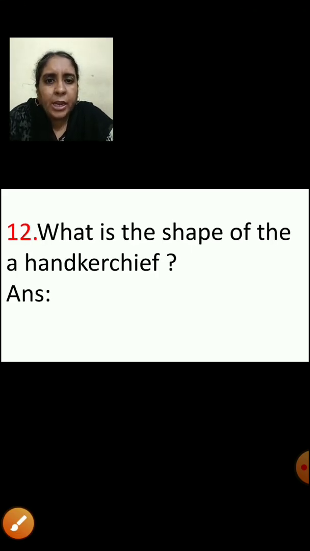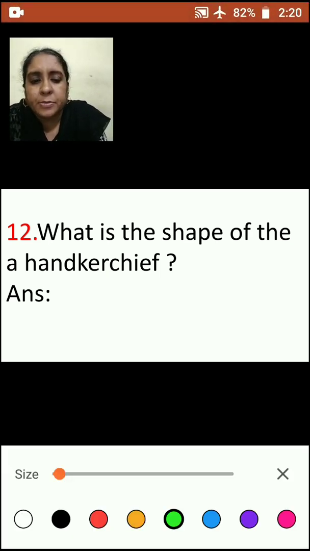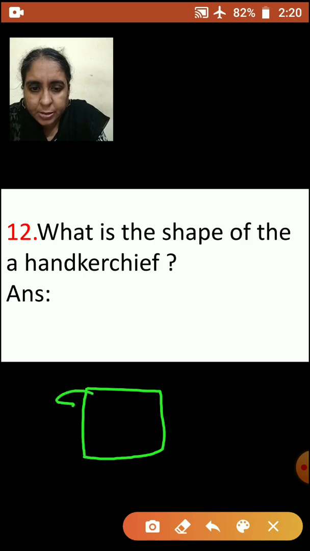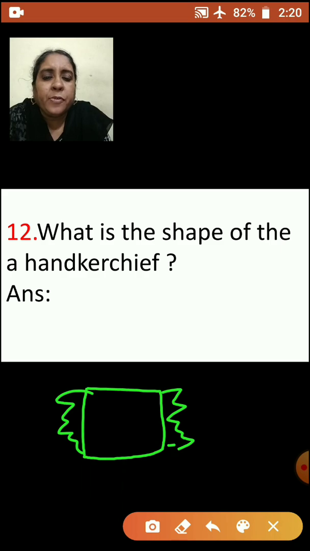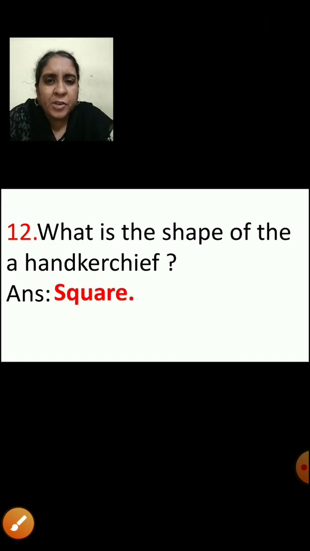Now we will see 12th one. What is the shape of a handkerchief? Now if I draw a handkerchief, see here. What is the shape of the handkerchief? Yes, it is which shape? Square shape. You all use a handkerchief, na? Yes. So you know the shape of a handkerchief.